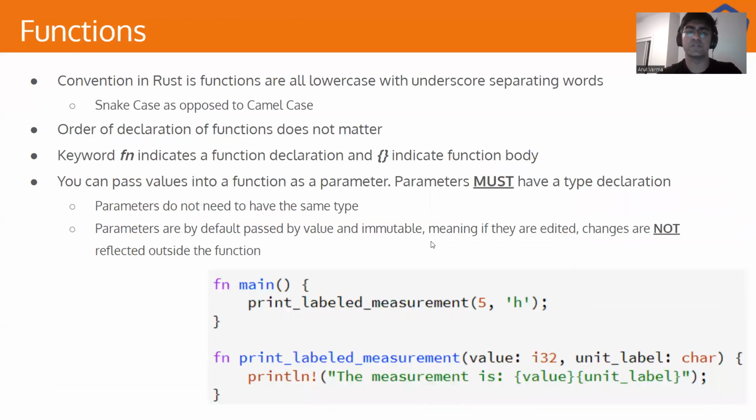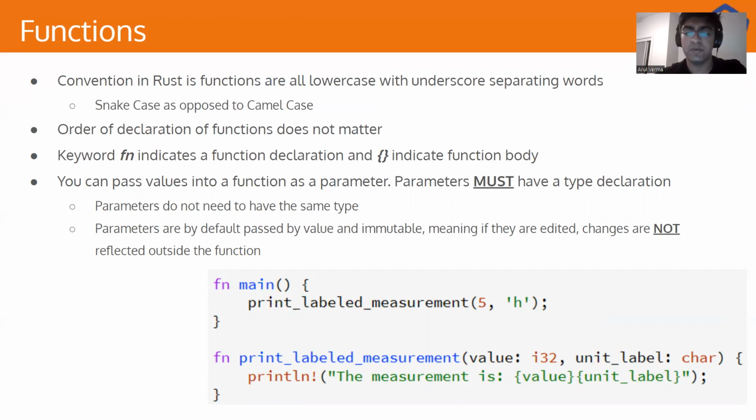So now let's talk about functions. Functions in other languages can be declared in multiple ways. Generally, when you're declaring your function, you have it typed in a certain format. In Rust, that format convention is called snake case, and that means all of your words are lowercase, and you use underscores to separate distinct words.